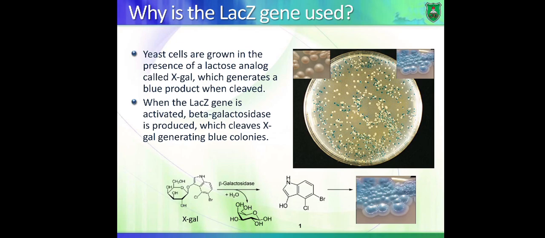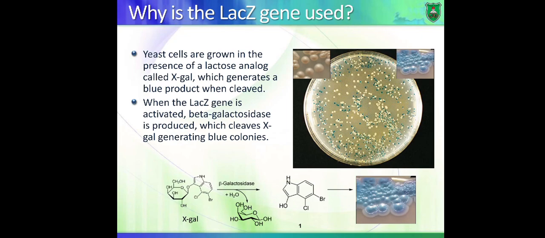Okay, so what happens is that beta-galactosidase cleaves this moiety, this group right here, so it becomes free, and it can be converted into something else that gives a blue color. So if a yeast cell produces beta-galactosidase and we add X-gal to these yeast cells, what would happen is that these yeast cells would look blue.